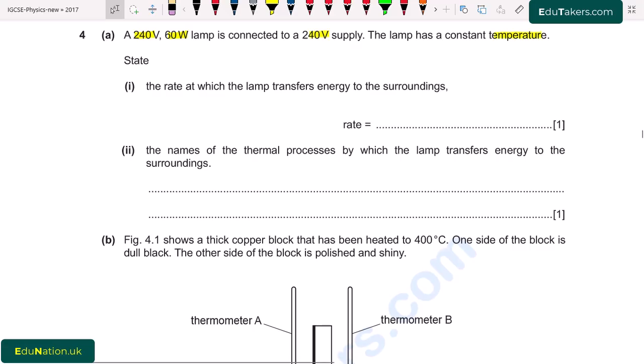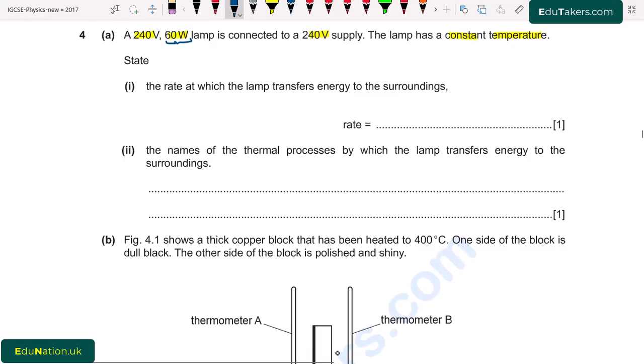Question number 4, Part A. A 240 volt 60 watt lamp is connected to a 240 volt supply. The lamp has a constant temperature. So the temperature of lamp is constant. It means that the temperature does not change. State, part 1, the rate at which the lamp transfers energy to the surroundings. So we have to state the rate at which the lamp transfers energy.